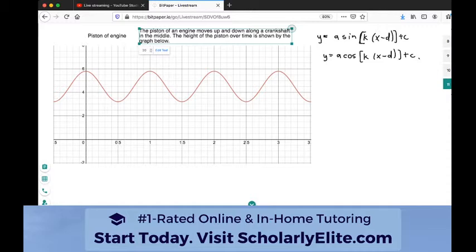So one thing I do want to make clear, because I actually graphed this on Desmos, is that this is the time in seconds, and this part here is the height. That's pretty standard, that time would be our independent variable on the x-axis, but I just wanted to make that clear for you guys. Great.